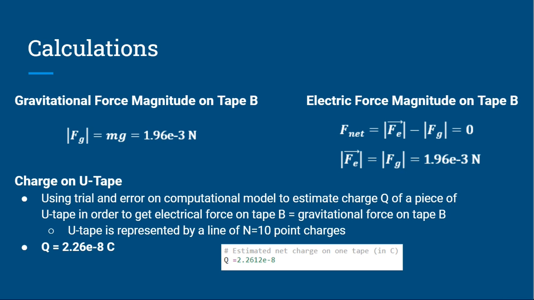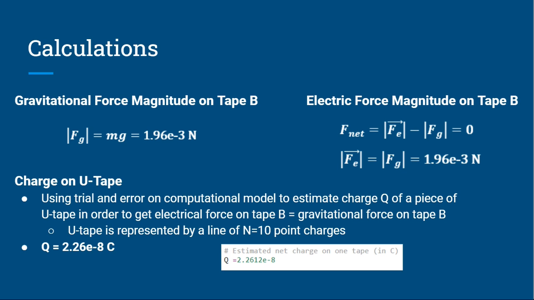Here is how we calculated gravitational force initially, where force is equal to mass times gravity. And electric force should be equal and opposite to gravitational force because at the moment before tape B begins to float, due to the electric force from tape A overcoming gravitational force of tape B, we can say the system is in equilibrium and therefore the net force is zero.